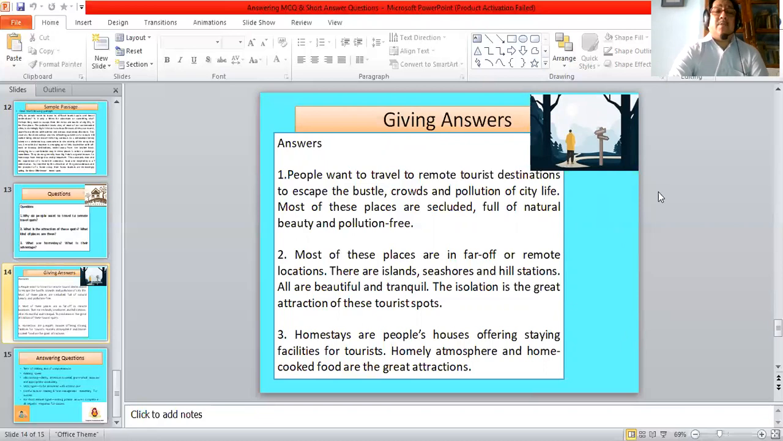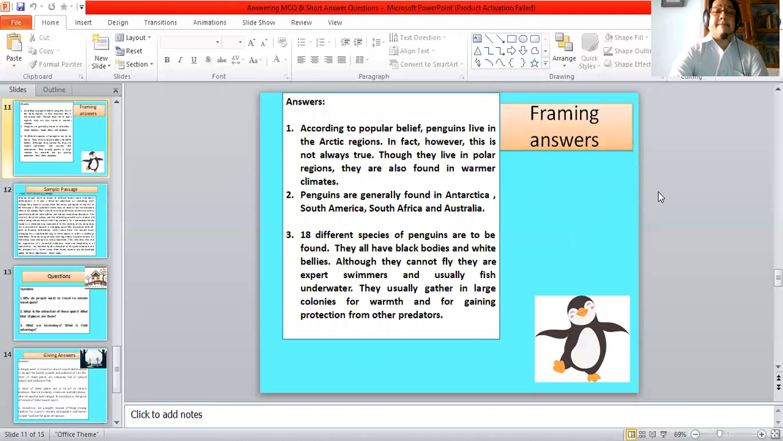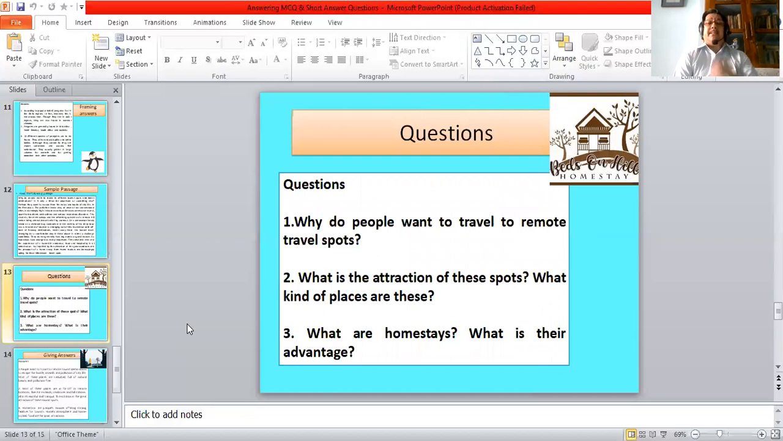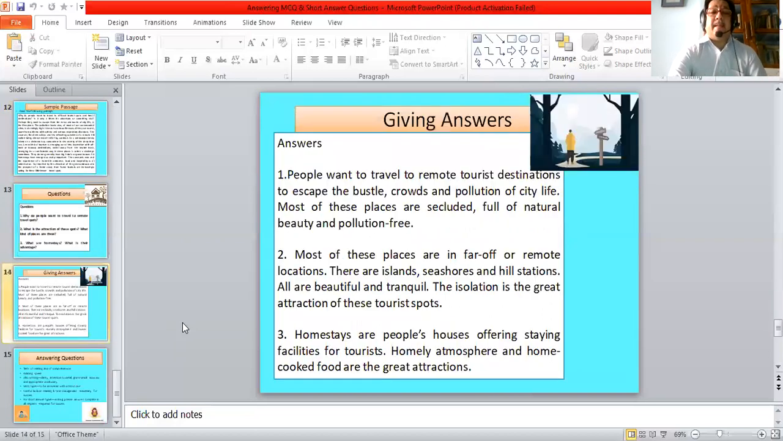The third one is about homestays. Yes, what are homestays? What is their advantage? The answer to the third question: homestays are people's houses offering staying facilities for tourists. Homely atmosphere and home-cooked food are the great attractions. So people are opting for homestays because they will get a homely atmosphere over there and home-cooked food as well. So it's a great advantage.